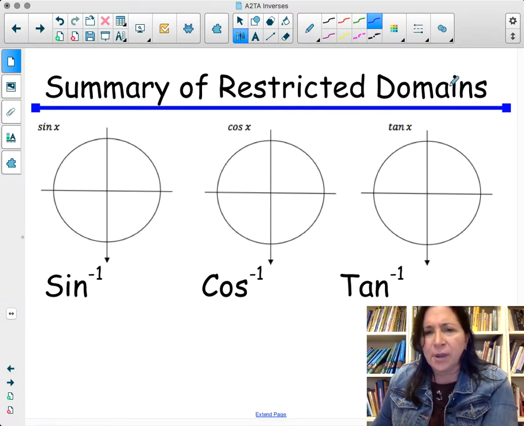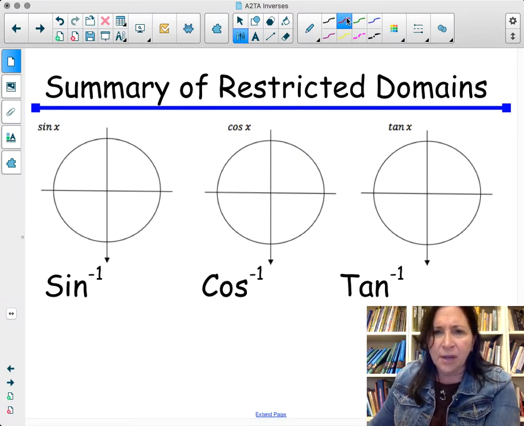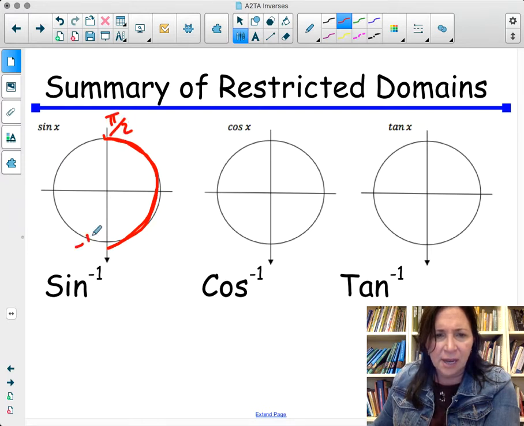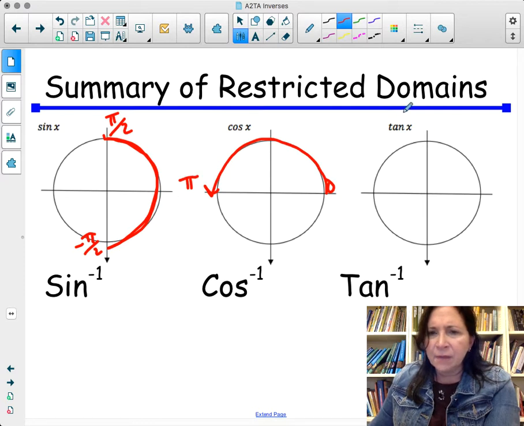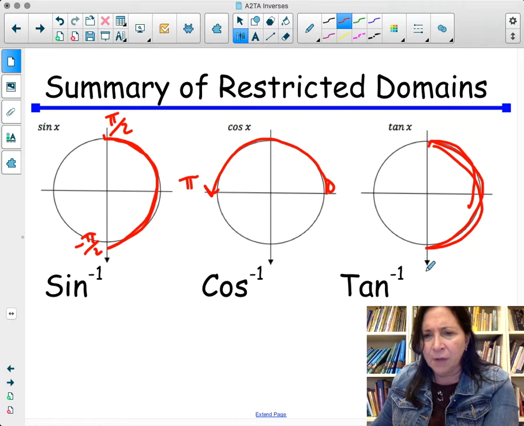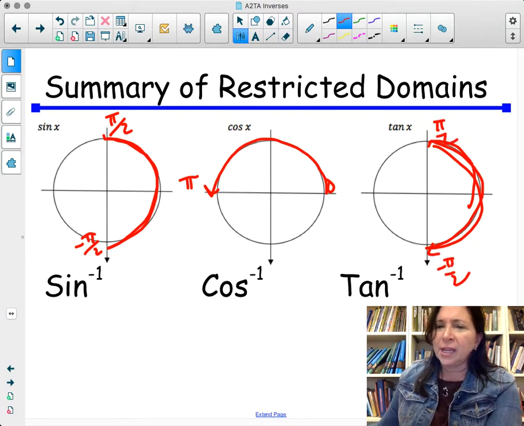Summary of restricted domains, again, just talking about the sine. Sine is going to be from negative pi over 2 to positive pi over 2. Cosine is going to be from 0 to pi. For tangent, it's also negative pi over 2 to pi over 2, and those are inclusive.